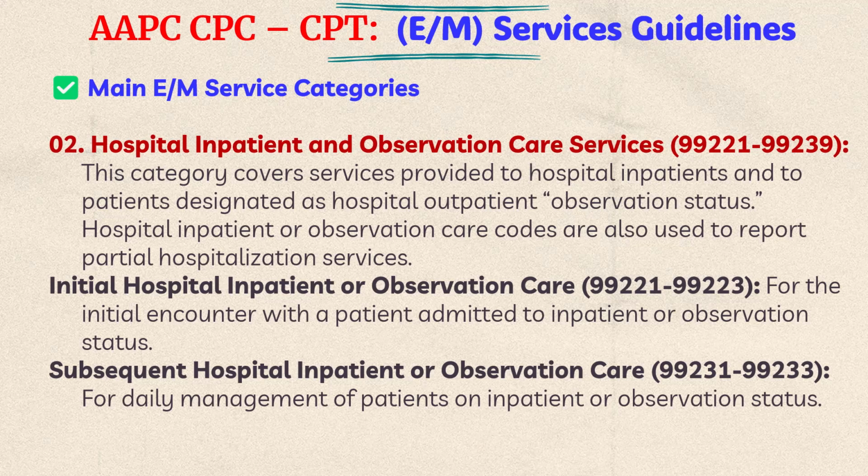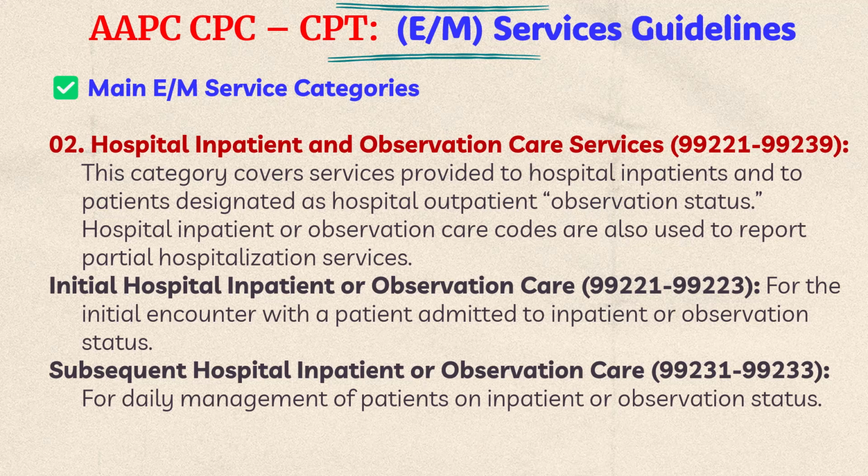Evaluation and Management Services Guidelines Part 2. In this part, we will see hospital inpatient and observation care services and consultations. The hospital inpatient and observation care services cover services provided to hospital inpatients and to patients designated as hospital outpatient, that is observation status. Hospital inpatient or observation care codes are also used to report partial hospitalization services.